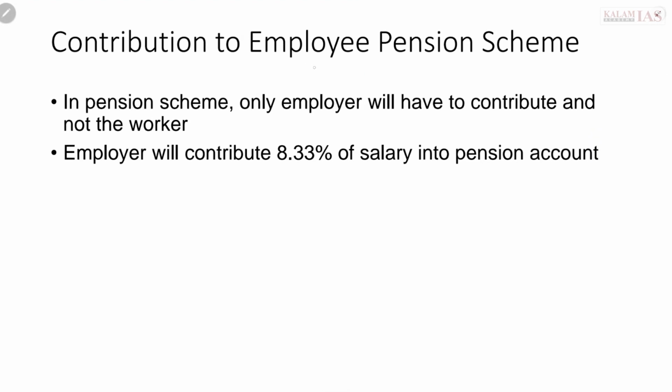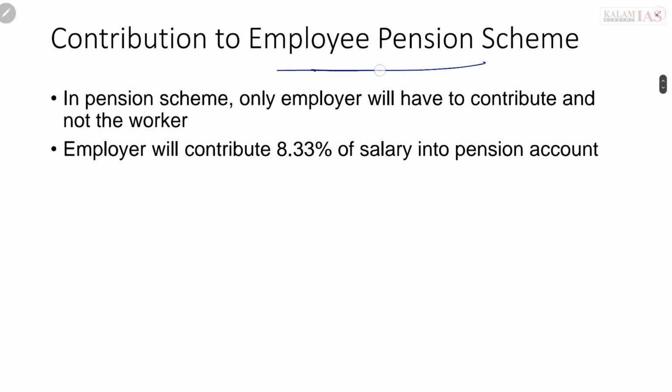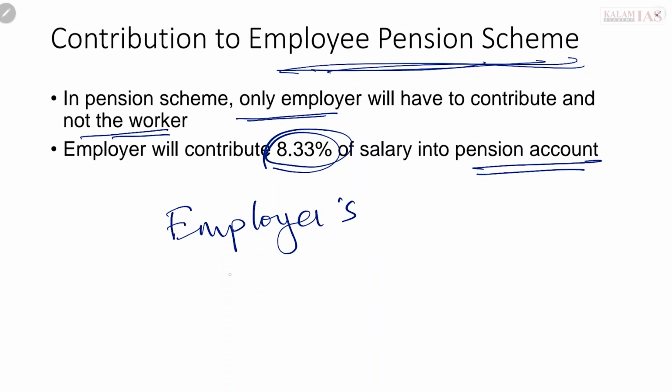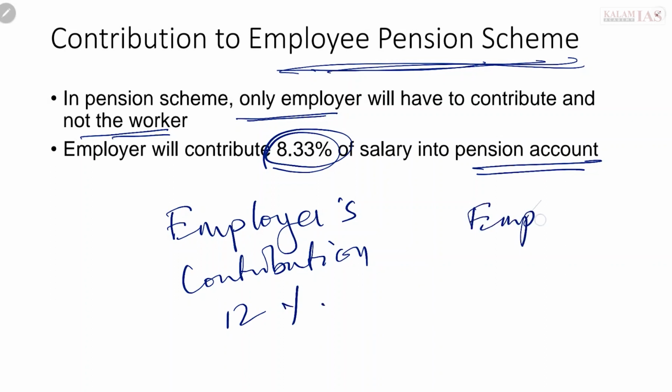The other scheme, which is the employee pension scheme, is one where only the employer will have to contribute, not the worker. The employer will contribute 8.33% of the salary into the pension account. So this makes the employer's contribution as 12% and the employee's contribution also 12%.